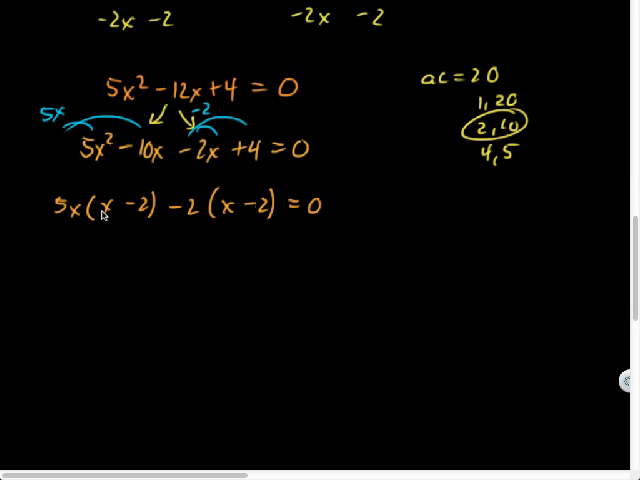Hey, our parentheses match, which they gotta. So I'm going to have 5x minus 2 in parentheses and x minus 2 in parentheses equals 0. Now, if those are my factors, how do I find my solutions? Set both of them equal to 0 and solve.